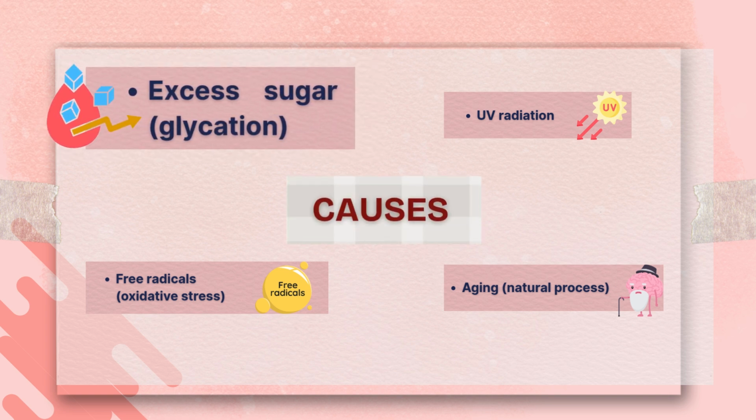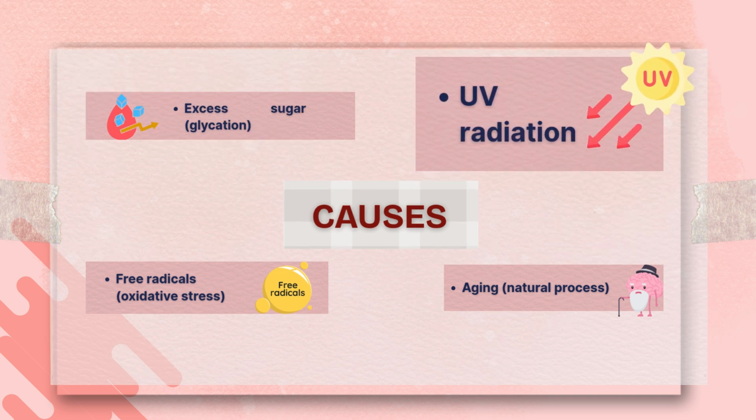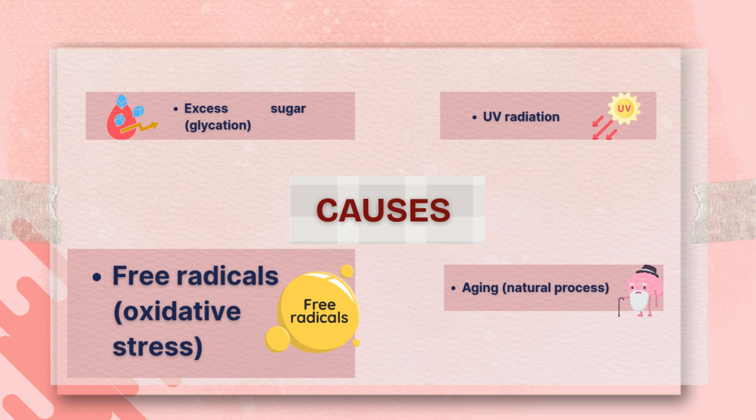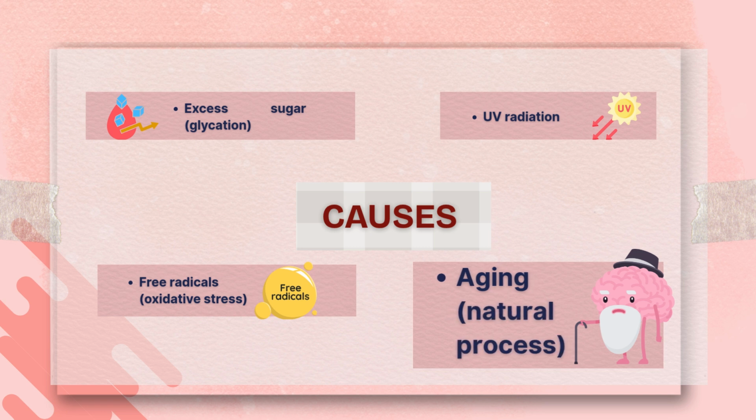Causes of cross-linking include excess sugar in the body that will produce many AGEs and create sticky crosslinks. Next is UV radiation that increases collagen crosslink formation. Moreover, free radicals, imbalances, or oxidative stress damage the protein and DNA, therefore triggering abnormal bonding. Lastly, natural aging causes the slowdown of protein turnover and leads to accumulation of damaged protein.